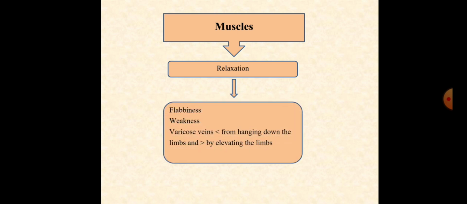Then it has action on the muscles. Mainly it causes relaxation. We know calcium is so essential for muscular contraction and relaxation. Here it causes relaxation of the muscles, because of which you find flabbiness, weakness, varicose veins, because the blood vessels are smooth muscles. They will have varicosities, varicose veins, aggravation from hanging down the limbs, and amelioration by elevating the limbs.